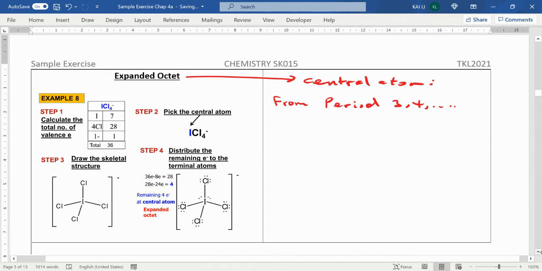Okay, the last one is expanded octet. For expanded octet, the central atom usually is from period 3, 4, 5 and above. Same thing again, the remaining electrons you put at the central atom. So it is called expanded octet, more than 8 electrons.